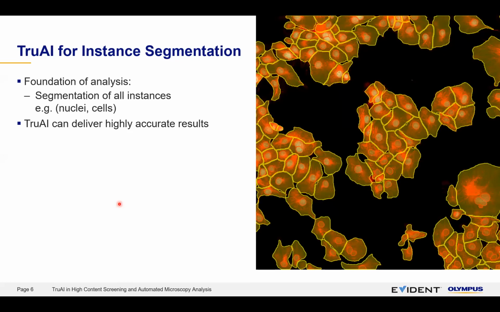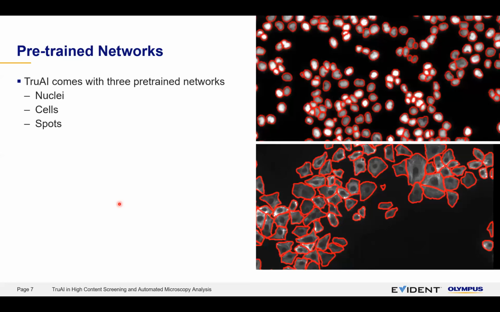TruAI, which is the Olympus deep learning solution, can deliver highly accurate results for the segmentation. There are many ways to do that. We offer tools to train customized networks to really go into a specific application and analyze images that are really difficult to analyze. But today I want to focus on the other side, the standard applications.